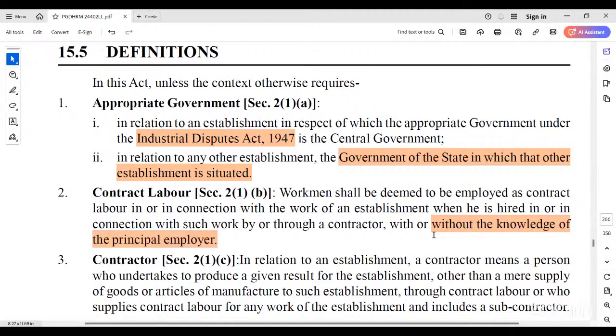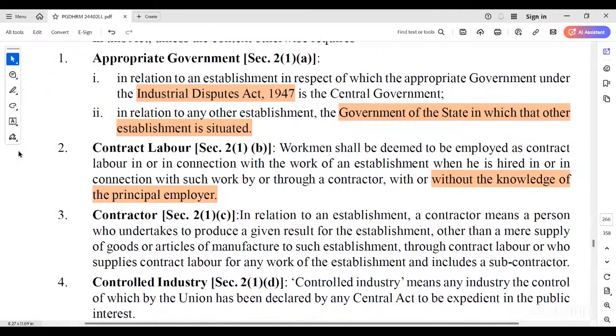road construction. Whoever gets this road construction in the tender will appoint the contract labors, right? So the principal employer may not have knowledge about who these contract laborers are, how many are working, but they need to provide these facilities. We'll go for the next topic.